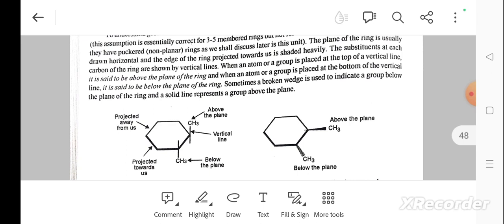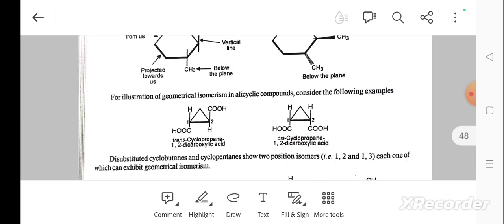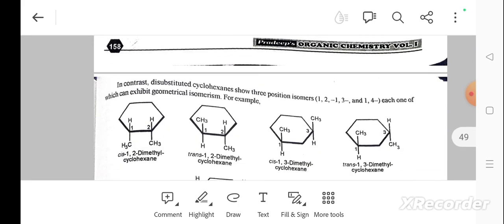Sometimes the broken wedge is given to indicate the group below the plane of the ring and the solid line the group above the plane. For isomerism, geometrical isomerism in cyclic compounds, consider the following example. Disubstituted cyclobutane and cyclopentane show two position isomers, each one of which can exhibit geometrical isomerism.